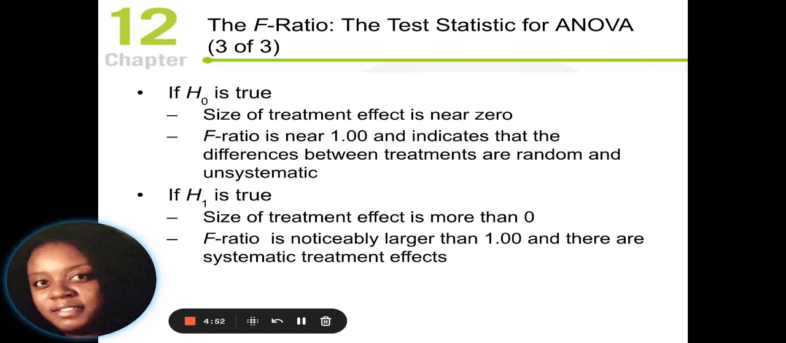If the null hypothesis is true, the size of the treatment effect is near zero, the F ratio is near 1, and this indicates that the differences between those treatments are random and unsystematic. If the null hypothesis is false, then the size of the treatment effect is more than 0, and the F ratio is noticeably larger than 1, and there are systematic treatment effects also present.